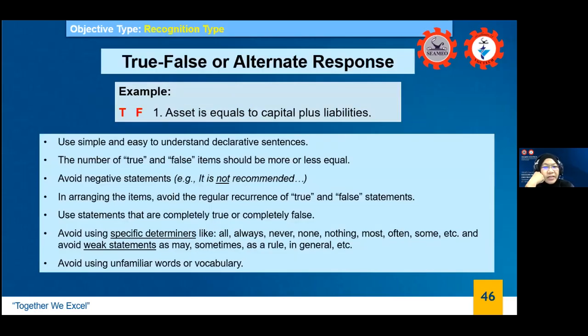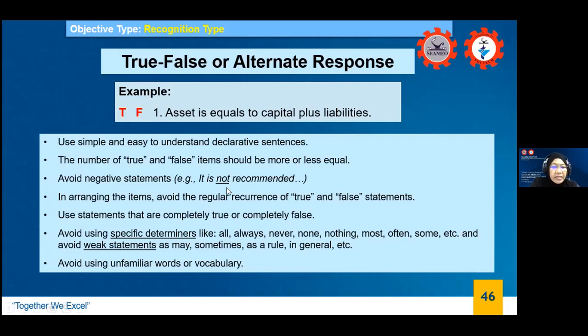Next, alternate response. So this is what I said earlier. Use simple and easy to understand questions or sentences. The number of true and false items should be more or less equal. So if your items, there are 10 true or false, try to balance it. 5 true sentences, 5 false sentences. Avoid negative statements, like "it is not", okay?